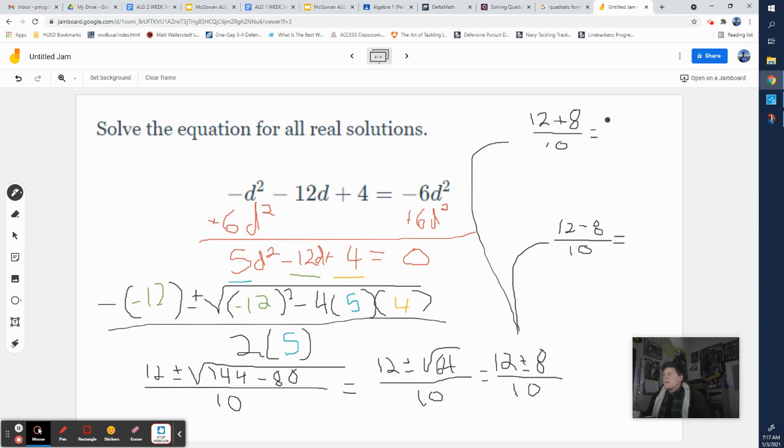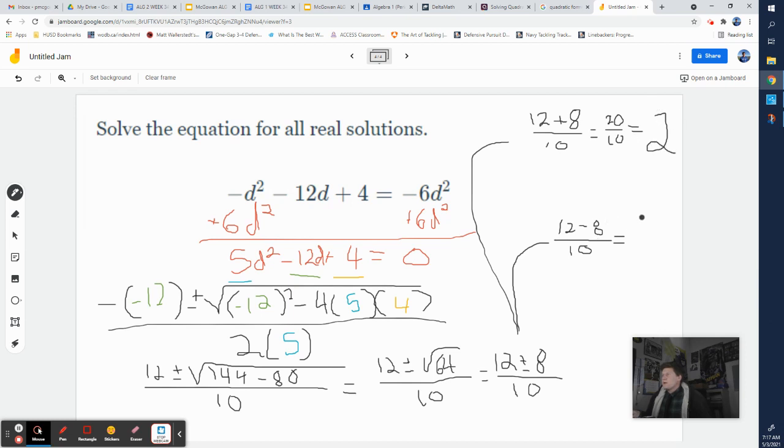So 12 plus 8 makes 20. Sorry, that's a funky looking 20 there. And then 20 over 10, oh, that's nice, because that reduces real clean. 20 divided by 10 just becomes 2. So one of our answers is 2.